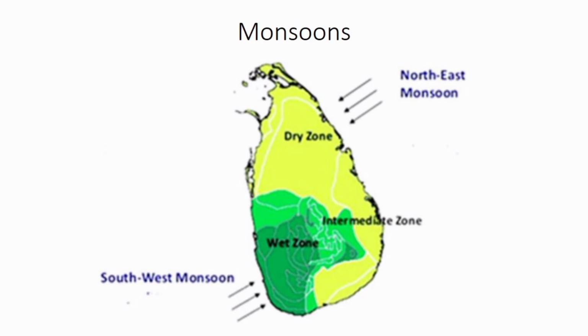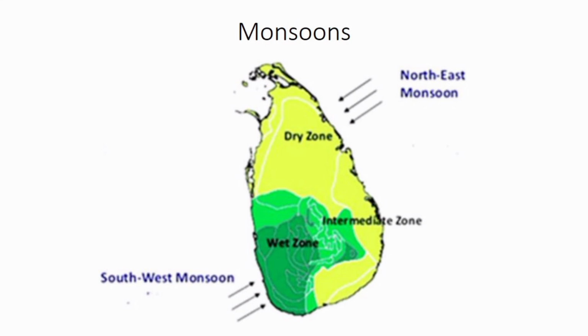Monsoon rainfall. Monsoons are the periodical winds blowing in the country from the directions of southwest and northeast. There are 2 types of monsoon rainfall in Sri Lanka. They are the southwest monsoon and the northeast monsoon.